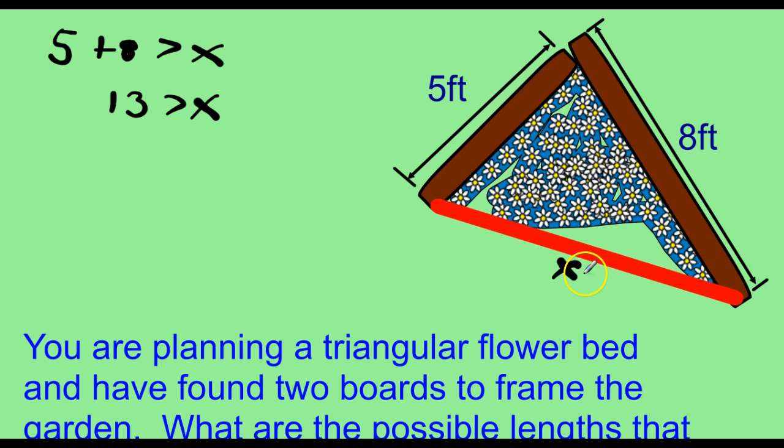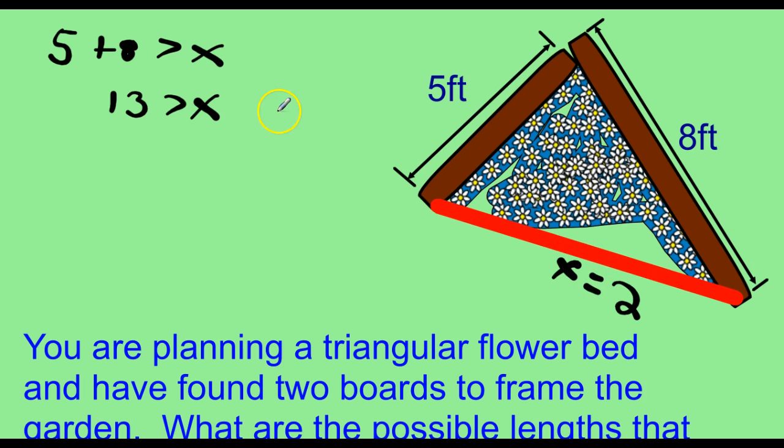So let's test that out. If X was, say, 4, is 13 greater than 4? It is. Good. Is 5 plus 8 bigger than 4? Yes, it is. So that does work. X could be 4, and that would make a triangle. Could X be 2, though? Well, is 13 bigger than 2? It is. But is 2 plus 5 bigger than 8? No, it's not. 2 plus 5 is 7. Since 7 is not bigger than 8, this is not a possible triangle.